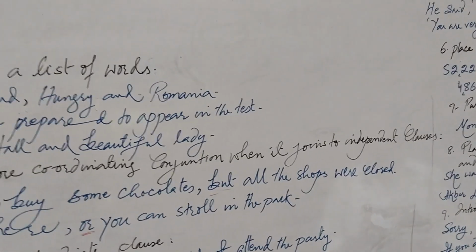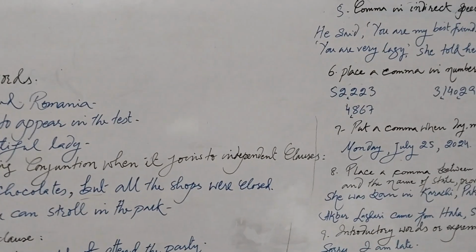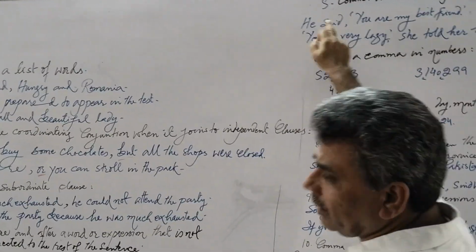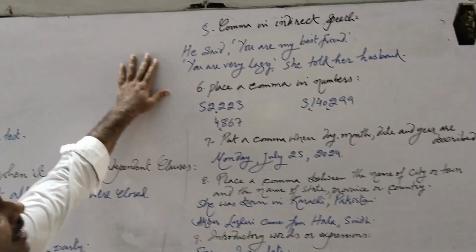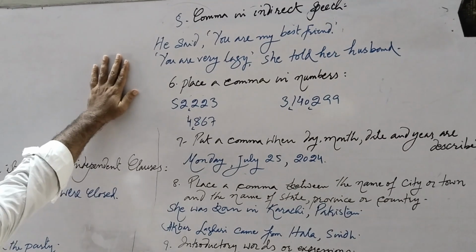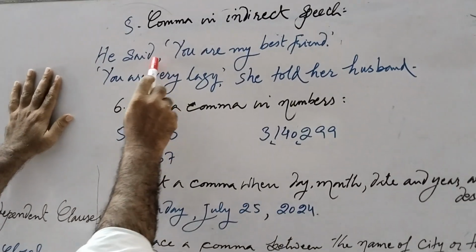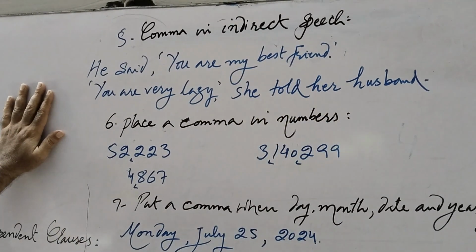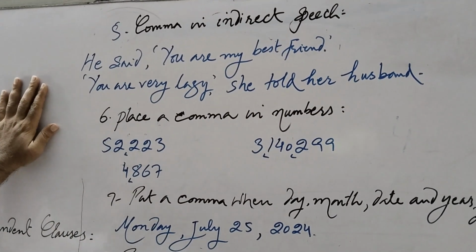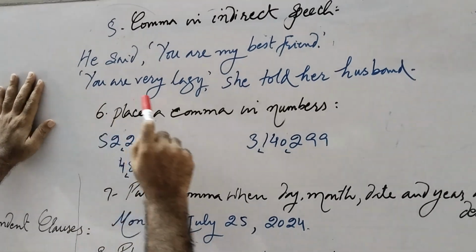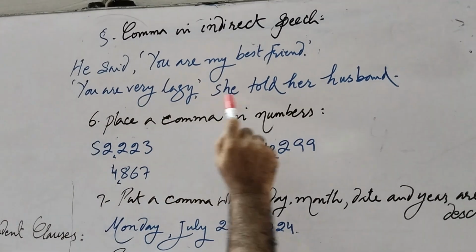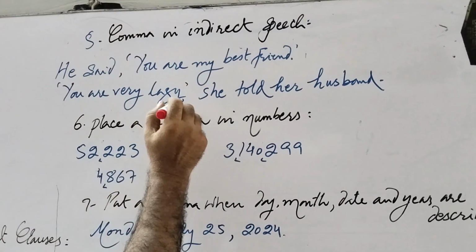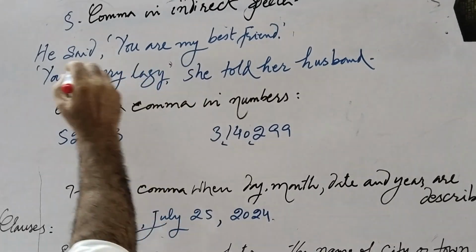Indirect speeches are usual in English. So we have to put a comma after the reporting verb when it is in the beginning. He said, "You are my best friend." Now look here, we have put a comma after the reporting verb, and then the direct speech is described. But sometimes we have a direct speech in the beginning, and the reporting verb is at the end of the sentence. In this case, we have to put a comma in the direct speech.